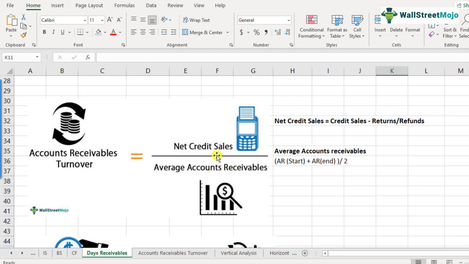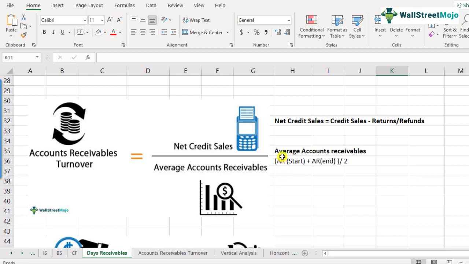What was net credit sales? Net credit sales was the net of all the refunds and the returns. And credit sales essentially means the amount which you haven't received in cash. So you have given that on credit. And the average accounts receivables is nothing but the accounts receivables reported on the balance sheet at the start of the year and at the end of the year. So the average of the two. So that's what you take. Why do you take the average?